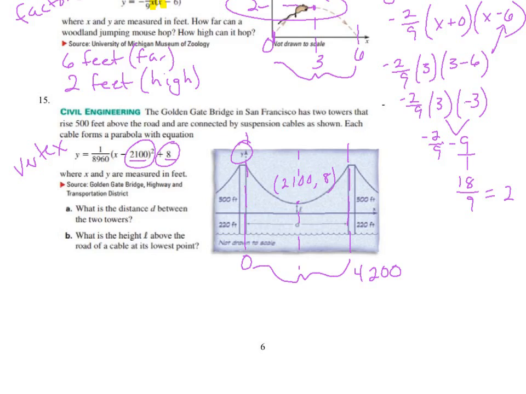So I've got some key pieces of information. I'm going to go to my questions. What is the distance d between the 2 towers? That's what I just found. That is the answer to A.